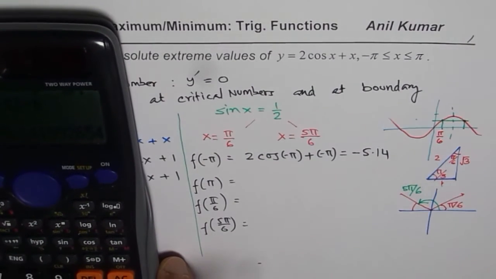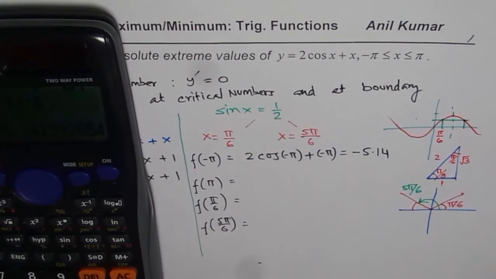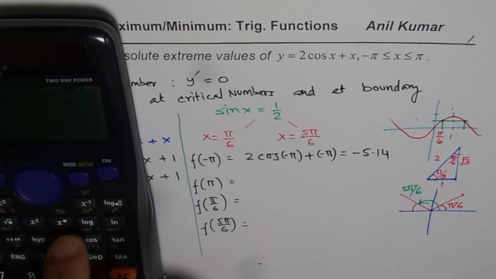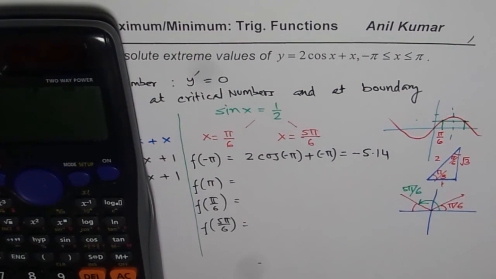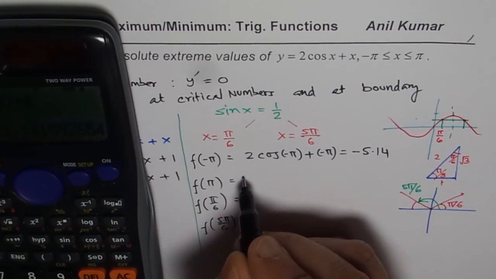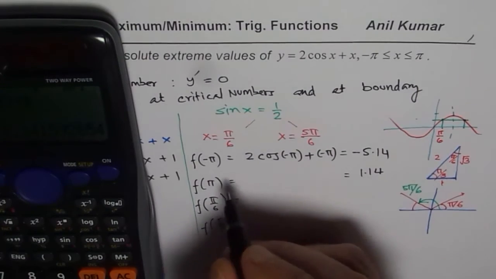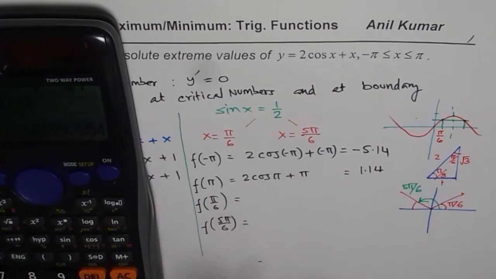Let's use the calculator to calculate at pi also. At pi, I'll substitute pi for x. We'll say 2 times cos of pi, within brackets, plus pi, equals. So we get 1.14. This is the value for 2 cos pi plus pi, correct?